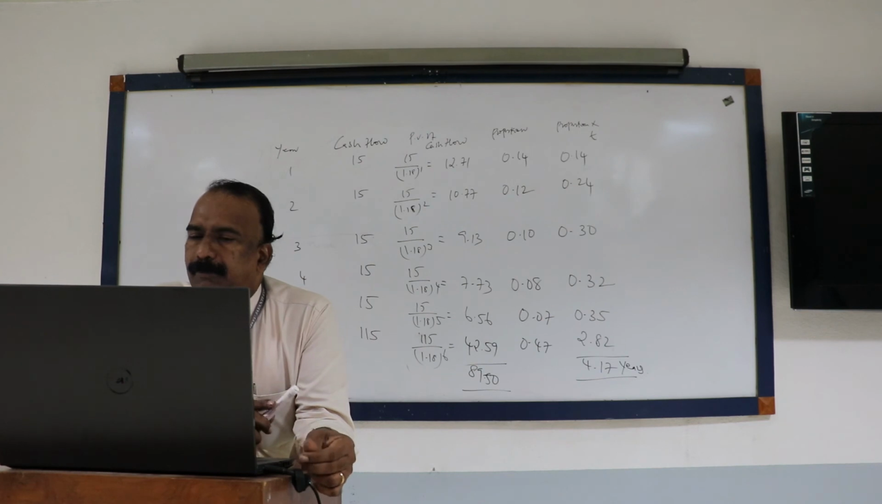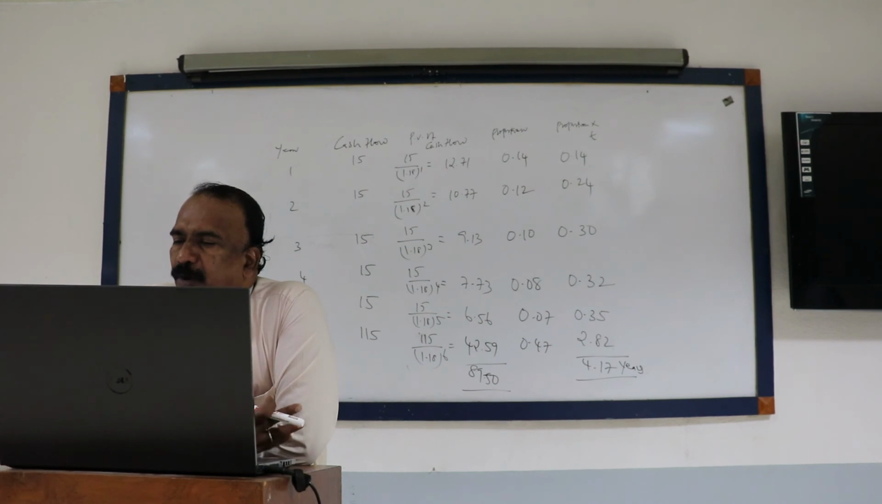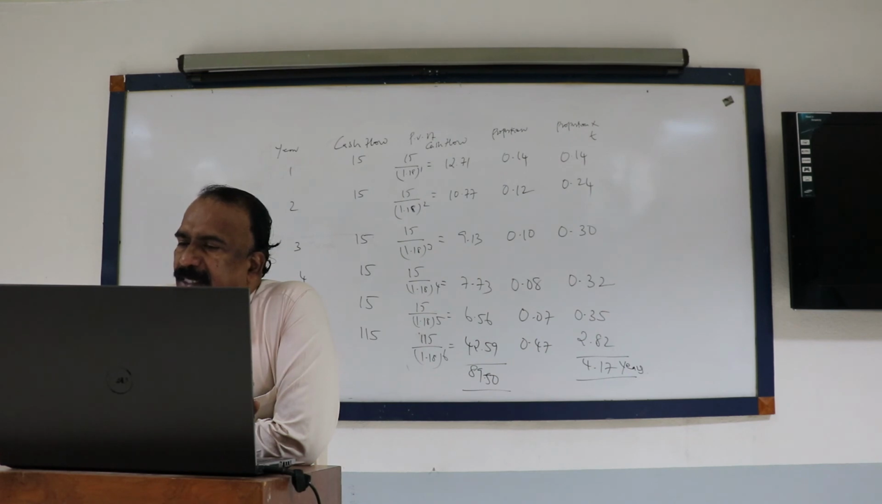That is the weighted average life of the bond. For 6 years you will be getting 15 rupees, and in the 6th year you will get 115. That means how many years he has to hold these bonds to get back his investment. That is called duration. So he has to wait for 4.17 years, approximately 4 years, 2 months, to get back whatever he has invested.